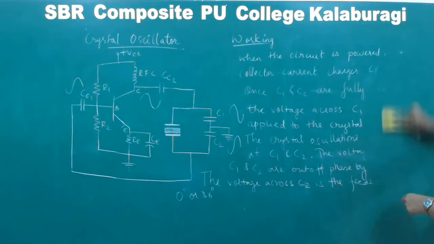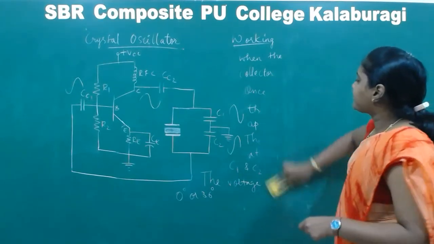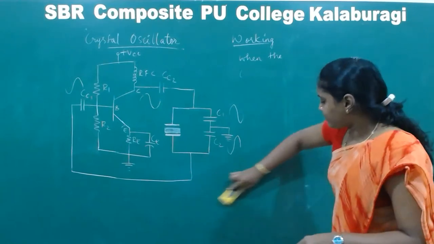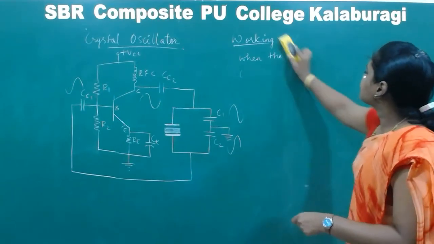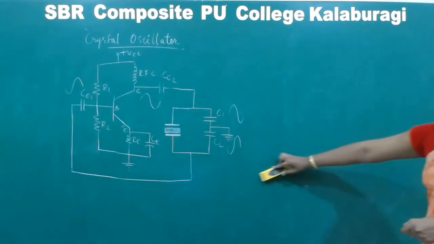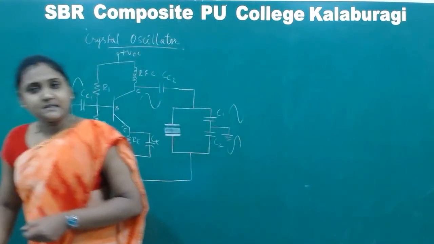So this is about the working here. Now we will see the other condition of Barkhausen. The first condition, positive feedback, is satisfied. We are getting positive feedback, 180 plus 180, a total of 360 degrees phase difference applied to the crystal oscillator.